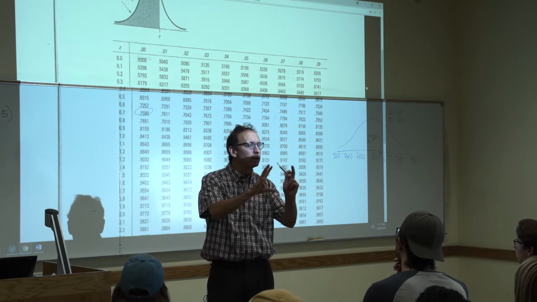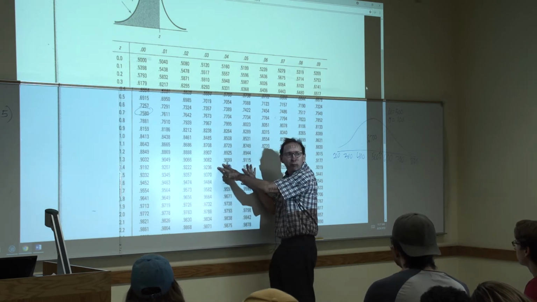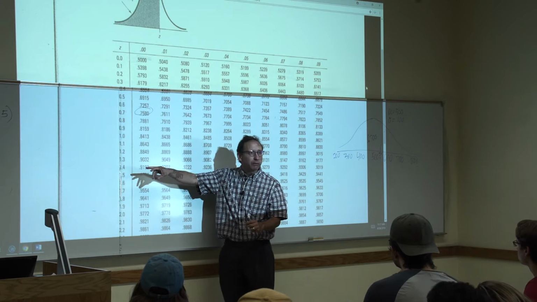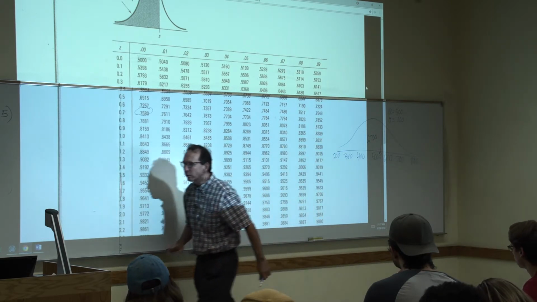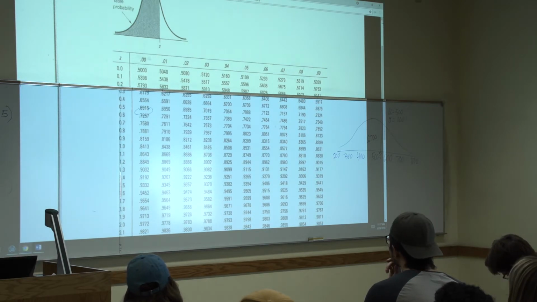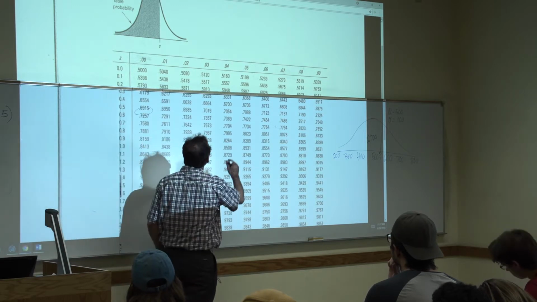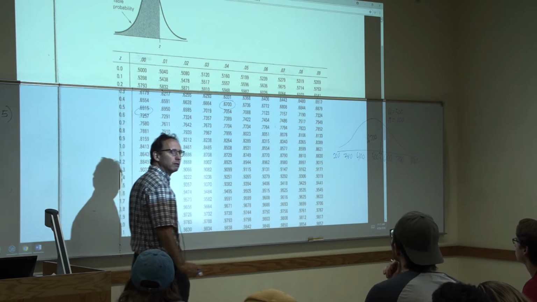In the body, right? Remember, in the body of the table are your areas under the curve to the left of these z-values. So in the body of the table are your areas under the curve. Okay, so where are we at? If you look in the body of the table, you see that 0.6700 is right there.